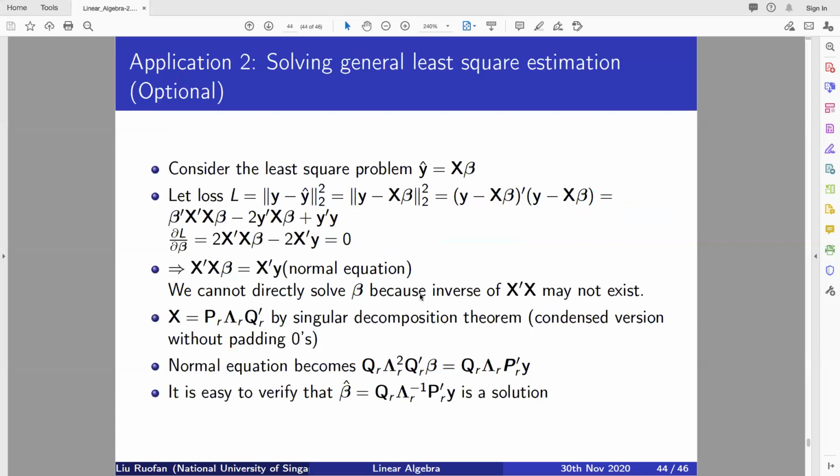Here, I have listed another application, which is to solve general least square estimation. If you are interested, you can take a look.